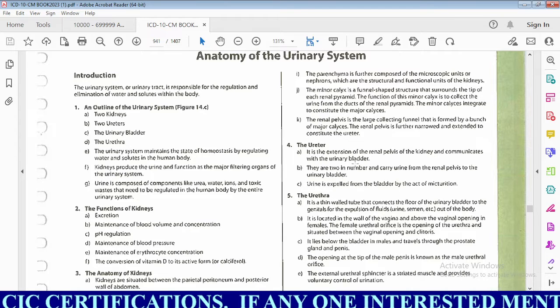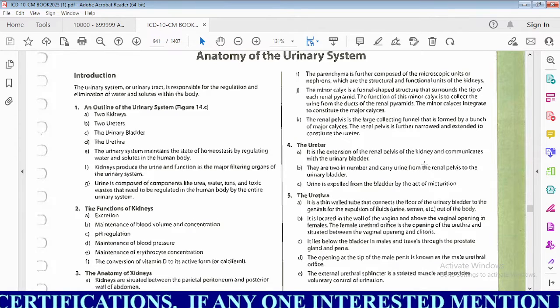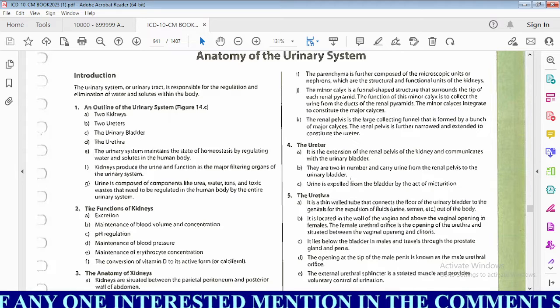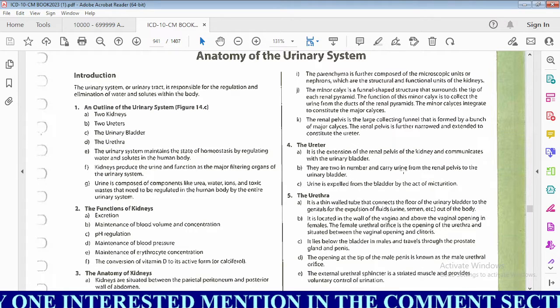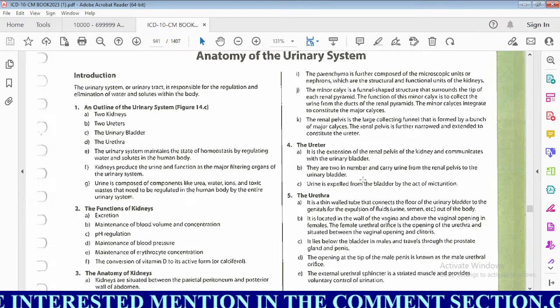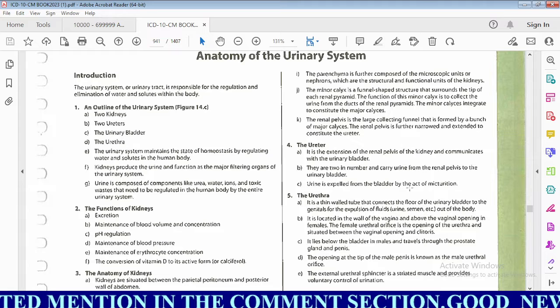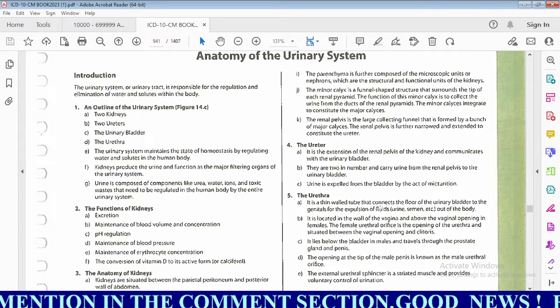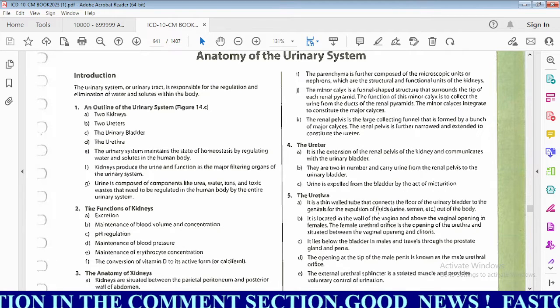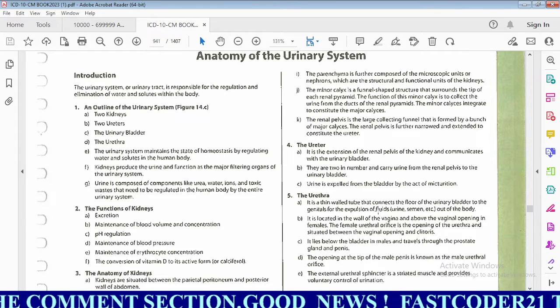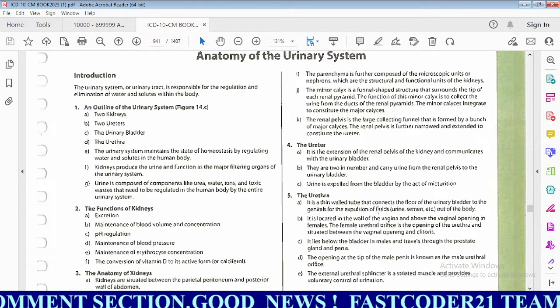So it is the extension of the renal pelvis of the kidney and communicates with the urinary bladder. They are two in number and carry urine from the renal pelvis to the urinary bladder. And also urine is expelled from the bladder by the act of micturition. So most of the time in urinary system, we will code like bladder stones and urinary stones like ureteral stones.